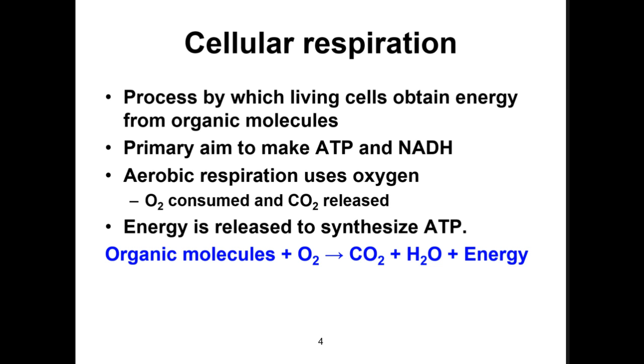Cellular respiration is the process by which living cells obtain energy from organic molecules. The primary aim is to make ATP and NADH. Aerobic respiration uses oxygen. Oxygen is consumed and carbon dioxide is released. Energy is released through cellular respiration to produce ATP, which is the energy currency of the cell. The equation for cellular respiration can sometimes be written as organic molecules, typically a carbohydrate, plus oxygen yield carbon dioxide, water, and energy.